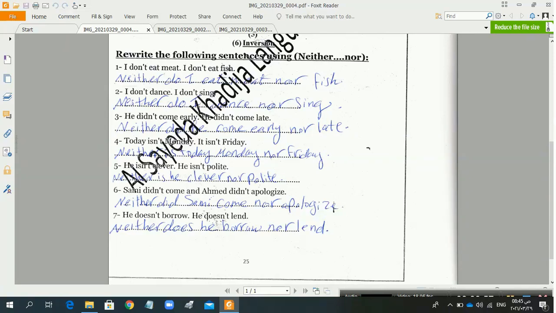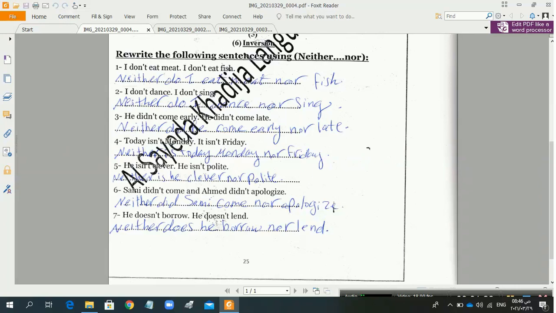Okay. We have number one, neither plus helping verb. Helping verb: am, is, are, was, were, will, do, does, did. Plus subject, plus verb. Then nor plus verb. I want you to look carefully at number one.